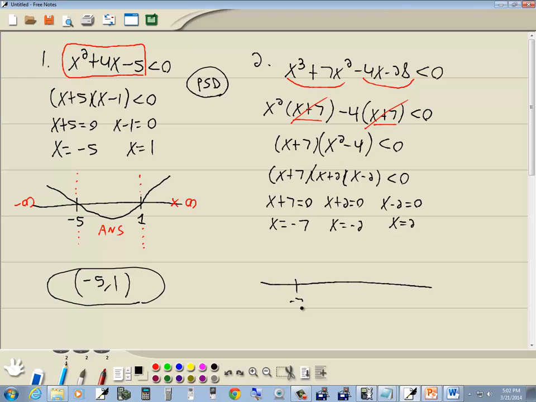Okay, so here's our -7, here's -2, and here's positive 2. Remember, these split them up into intervals, like this. Over here is -infinity, over here is positive infinity. You have to arrange your critical values from smallest value to largest value, so -7, -2, 2.